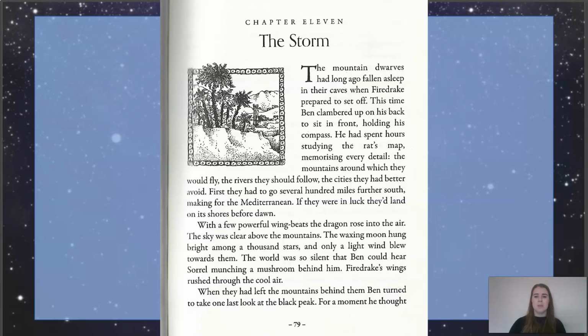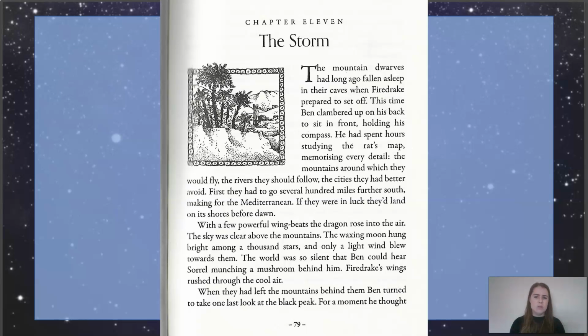This time Ben clambered up on his back to sit in front, holding his compass. I don't know if anyone's ever seen a compass or done orienteering or mountain climbing. A compass is a little dial, and it's got a magnetic field in it, and it tracks where north, south, east and west are. So it helps you track the direction in which you're travelling.